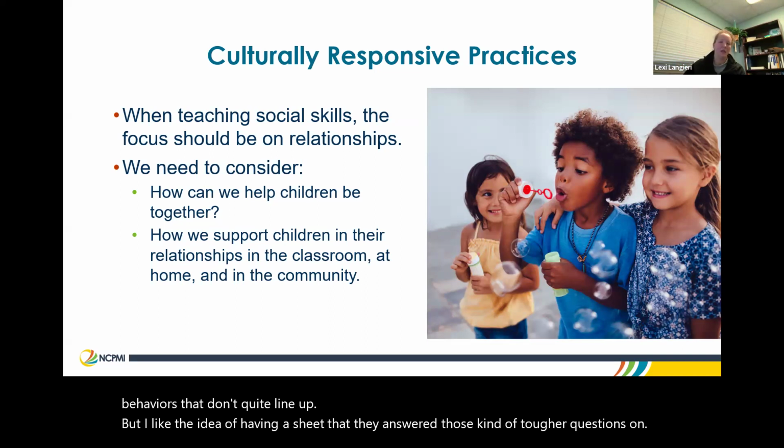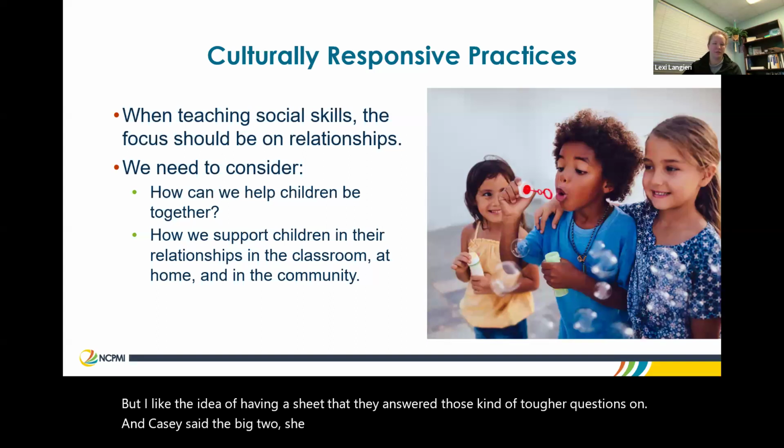And Casey said the big two she gets are sharing and developing the words and actions to communicate what they want or need. Absolutely.